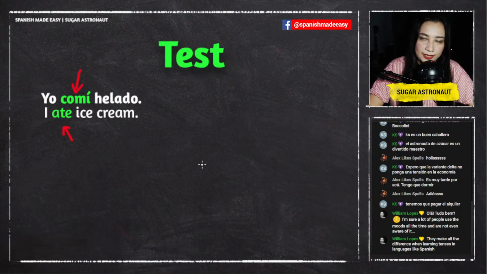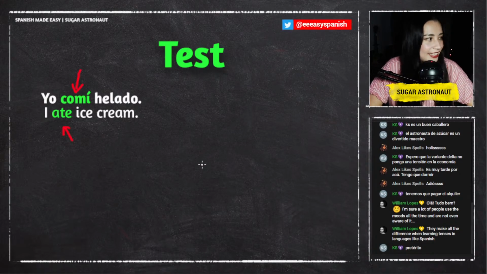Which mood are we using? Okay, it says pretérito. Yes, that's correct. It's past tense, perfect tense, same thing. But what mood is this phrase in? Remember, all the moods are about attitude. What are we expressing? I'll give you 10 seconds and I'll say the answer.